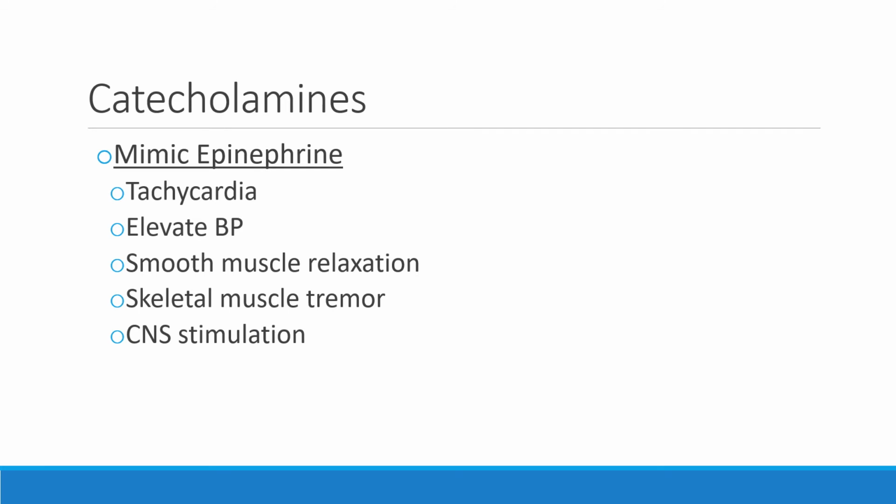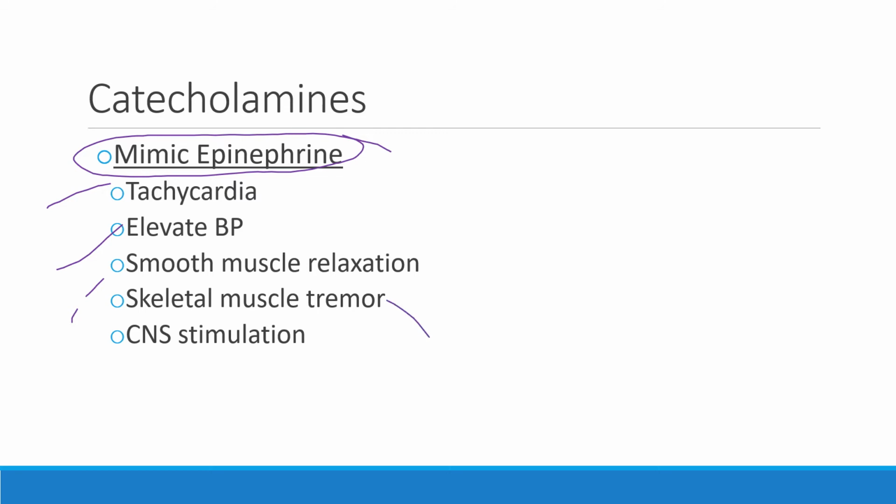So let's look at some catecholamines. The catecholamines will mimic epinephrine, right? They mimic epinephrine. So these are a group of similar compounds. They all have pretty similar makeup. The big things that they mimic are tachycardia, increasing blood pressure, right, to help perfuse your organs so you can run faster, jump higher, get away from that threat. They'll cause smooth muscle relaxation so you can breathe deeper and faster, right? Higher minute ventilation so you can get away.